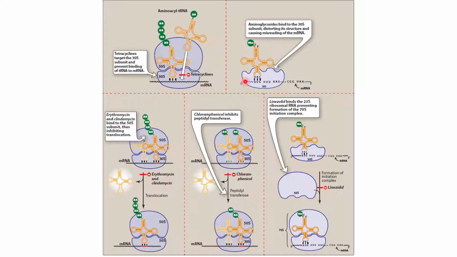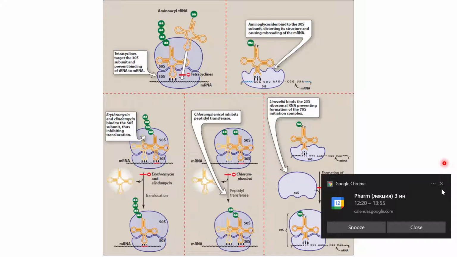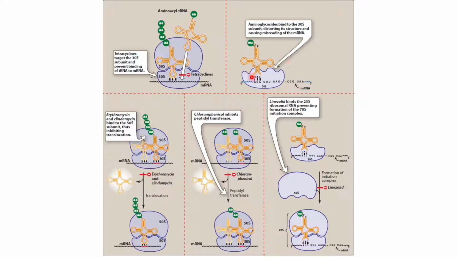Then aminoglycosides also bind to the S30 subunit, and they lead to the misreading of the codon from the messenger RNA, and that will lead to the production of a protein that is not correct. This protein will stop production if the codon is a stop codon.